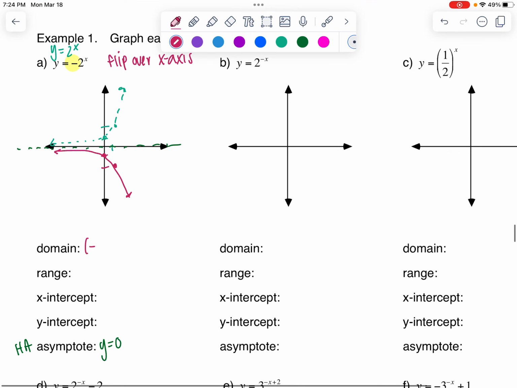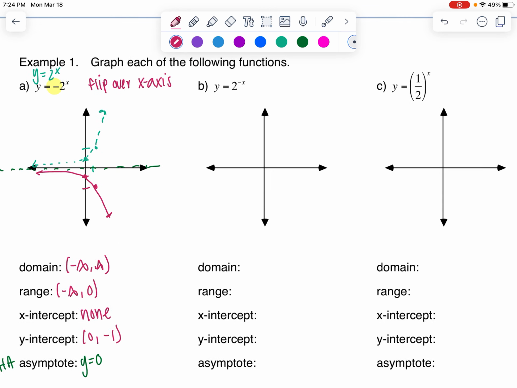Domain is still going to be the same, negative infinity to infinity. Range is now negative infinity to 0. The x-intercepts, there still are none, and the y-intercept changes to (0, negative 1).